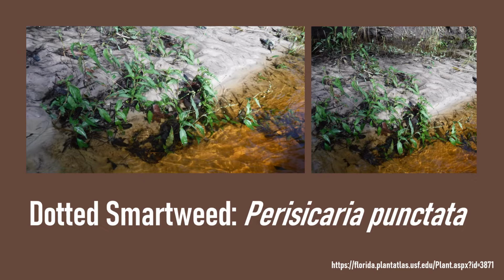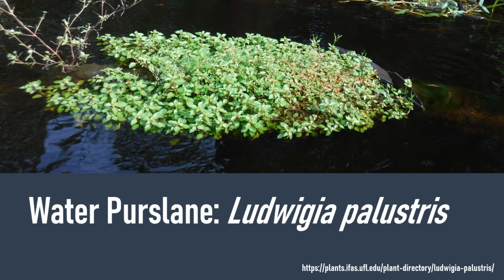Next, I have the dotted smartweed or Persicaria punctata. This plant is most commonly found in wetlands. Next, I have water purslane or Ludwigia palustris. This is a succulent type plant that can grow in thick mats like the one I have in the picture. These can be particularly problematic as they often find their way into irrigated crops such as cranberries, and then they can crowd out the crop or desired plant.